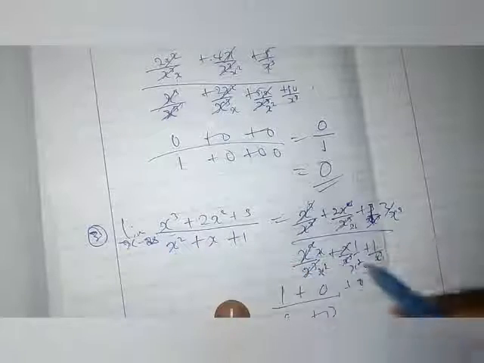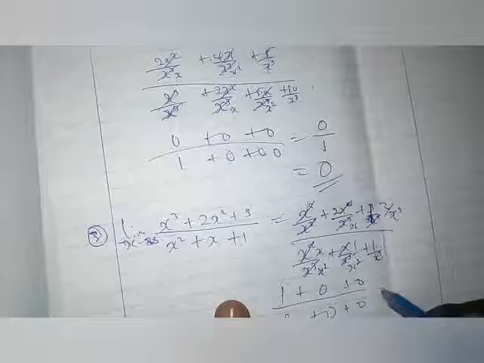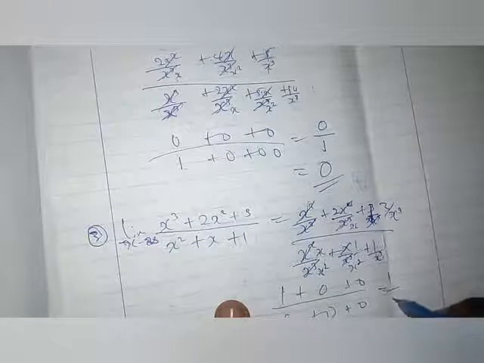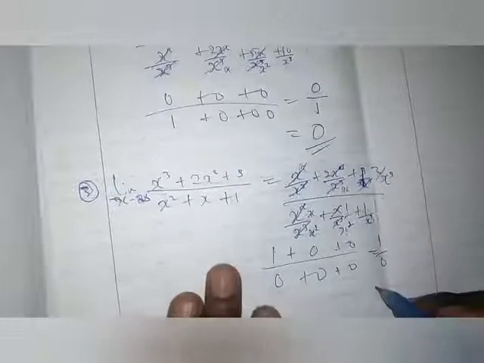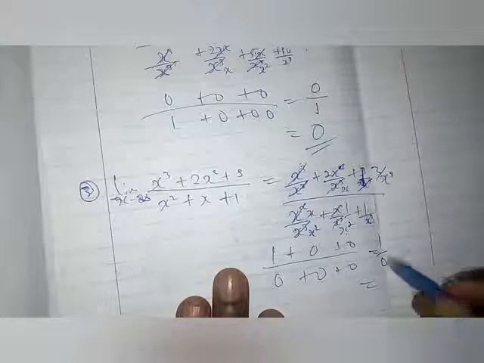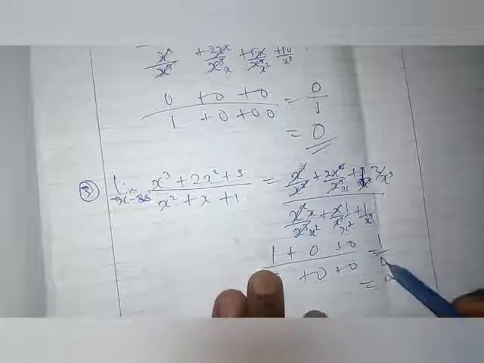That means we substitute infinity here, so that is 0. That means finally you have what? 1 over 0. You have 1 over 0, which is also infinity. So anything over 0 is infinity.